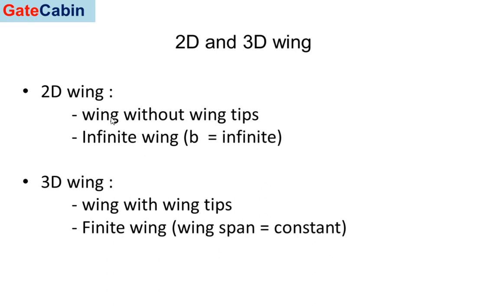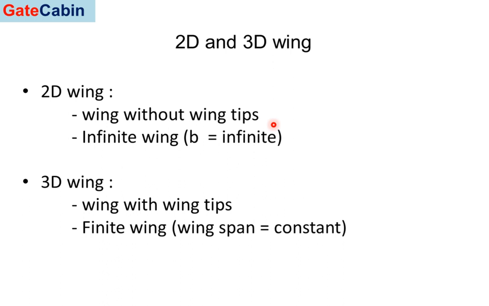Then what is different between 2D and 3D wing? 2D wing is again a hypothetical concept which has been used for calculating the flow properties when the flow moves in two directions. But in real life, even the objects are three-dimensional. So 2D wing is basically a wing without wing tips.